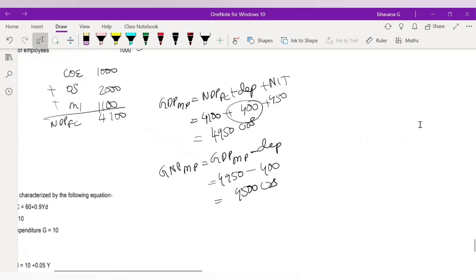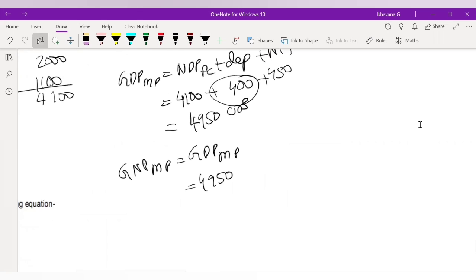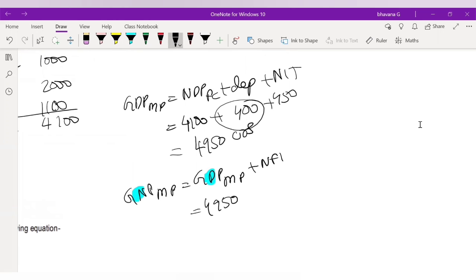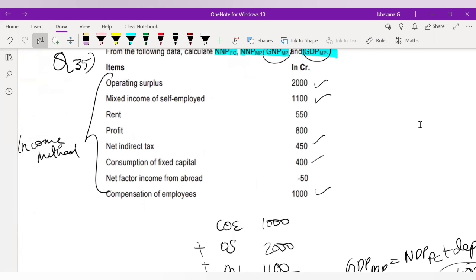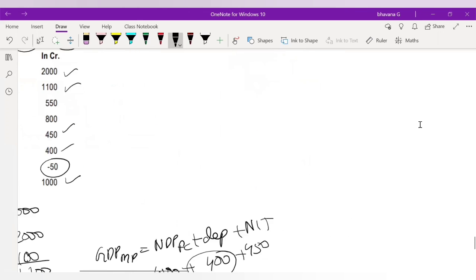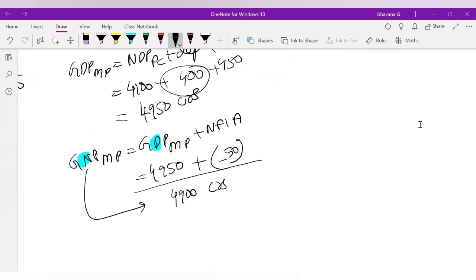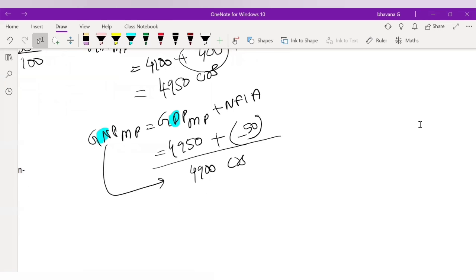Okay. Sorry guys, I made a mistake here. You actually have to do GNPMP equal to GDPMP. Here what is the change? Domestic to national. I made a mistake. So you will do plus NFIA. Here, actually, the net factor income from abroad itself is given as minus 50 only. So directly, the simplest addition, you will do minus 50. So if you do this, you will get a GNP of 4,900 crores.